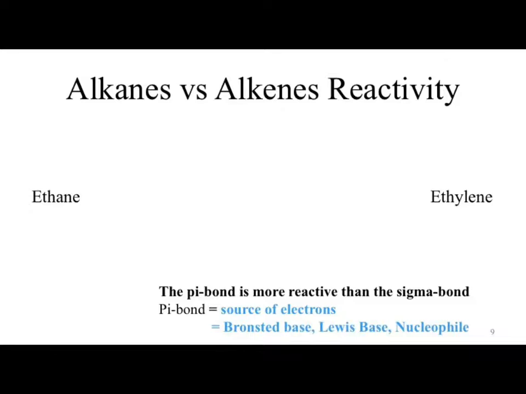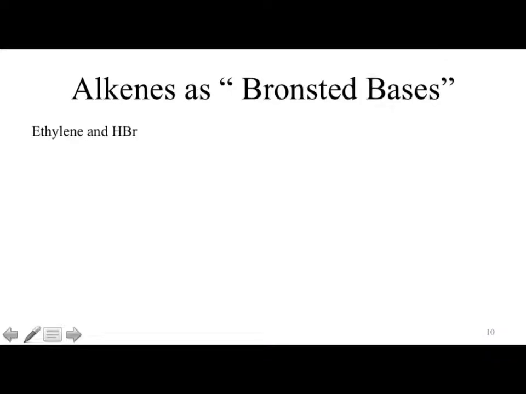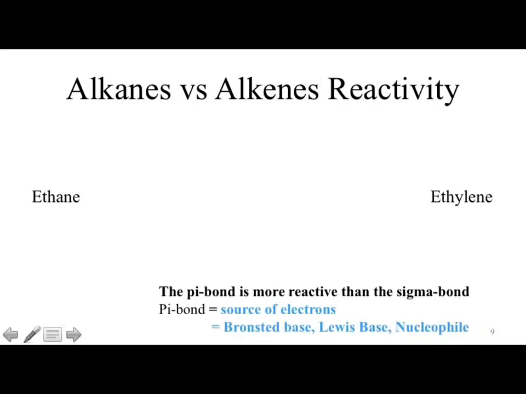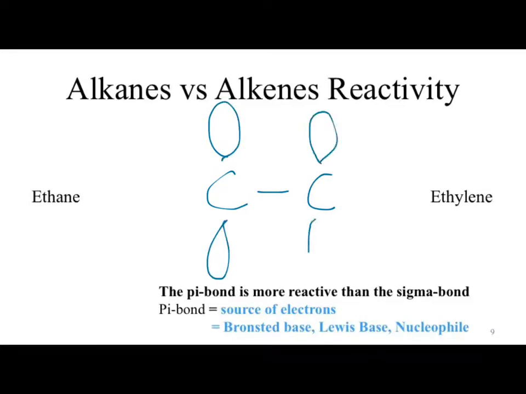So our pi bond is more reactive than our sigma bond due to its location. Okay? Again, remember, if we look at where our pi system is, go back to our carbons, our pi electrons are held outside. Here are your sigma electrons inside, and your pi electrons are out here. So your pi electrons are further away from the atoms. That makes them much more reactive, more accessible to the local environment. We could potentially have them interact with something else. As a source of electrons, it can act as a Bronsted base, Lewis base, and nucleophile.